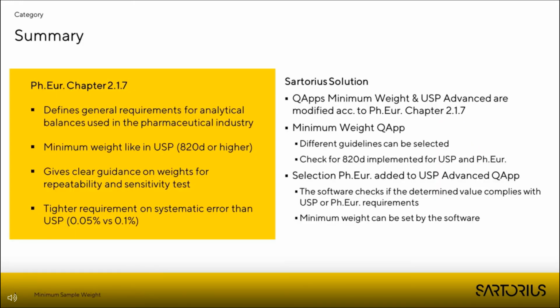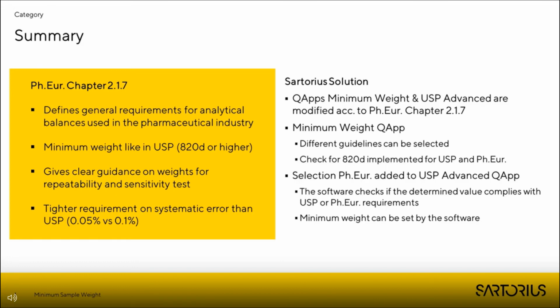In summary, the European Pharmacopeia Chapter 2.1.7 defines the general requirements for analytical balances used in the pharmaceutical industry. The minimum weight is defined like in USP, 820 digits or higher. It provides clear guidance on test loads used for the repeatability and sensitivity test, and it has a tighter requirement on the systematic error than the USP: 0.05% versus 0.1%.